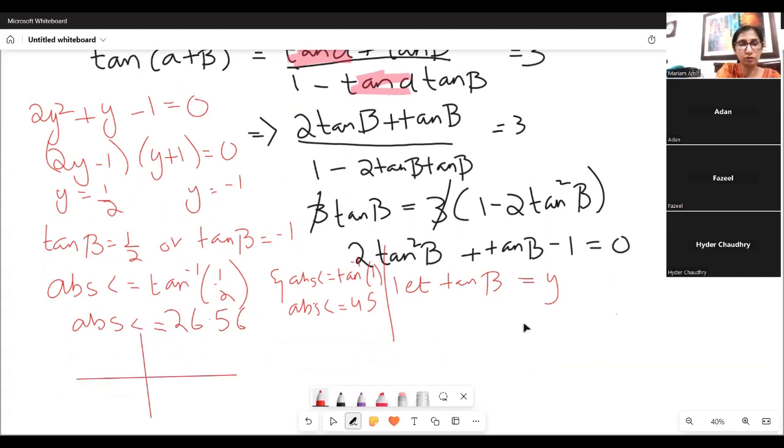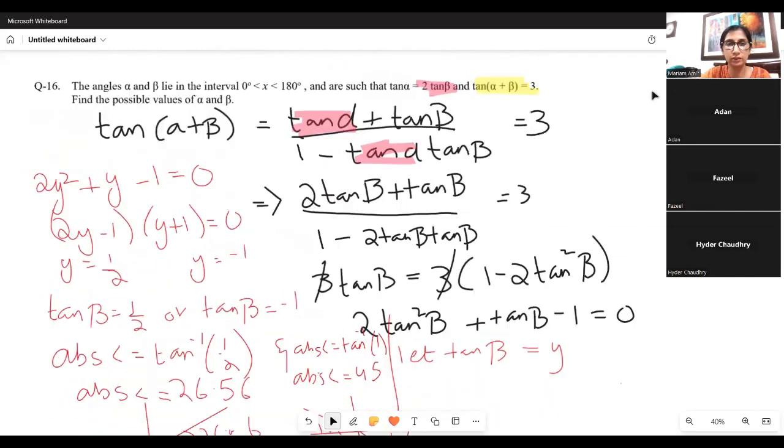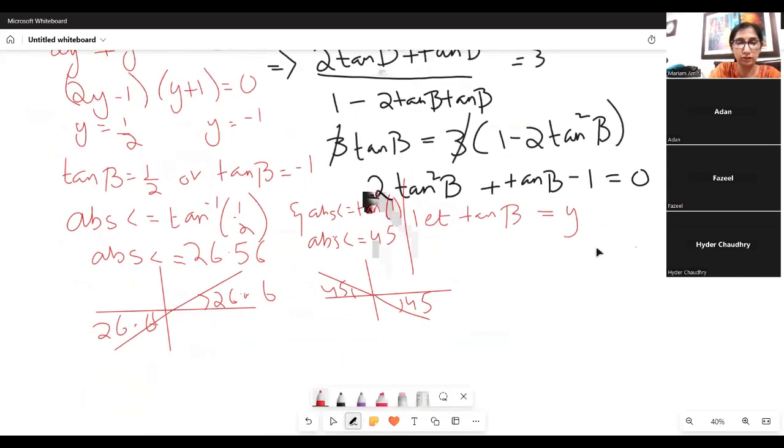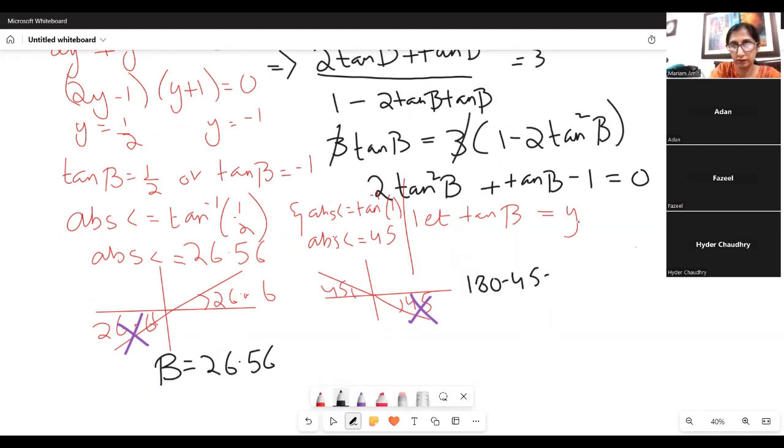Tan is positive in the first quadrant and the third quadrant. So we have 26.56 here or 26.6 here and 26.6 here. And tan is negative in the second and the fourth quadrant. So we have 45 here and here. I think the domain was between 0 to 180, so we can ignore the angle in the third and the fourth quadrant. This gets ignored, this gets ignored. So one of the answers for beta is 26.56 and the other answer for beta is 180 minus 45, which is 135. So beta equals 135. Okay.